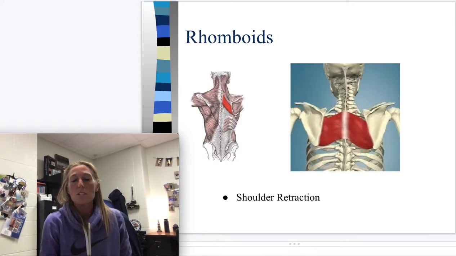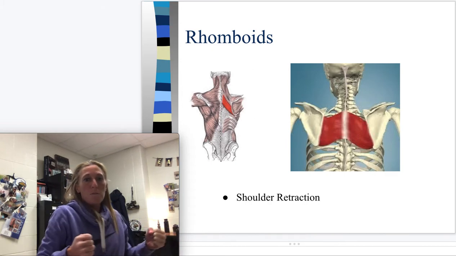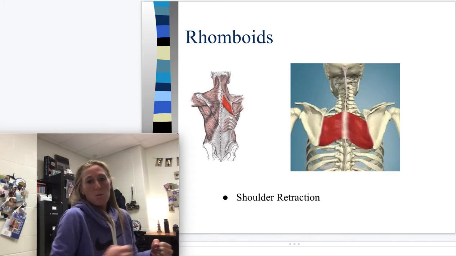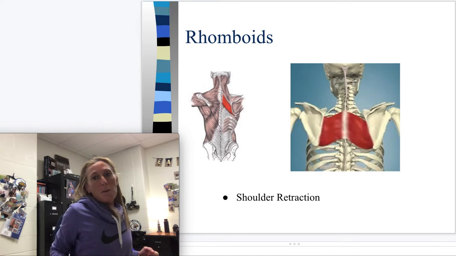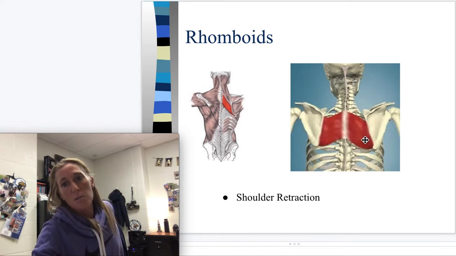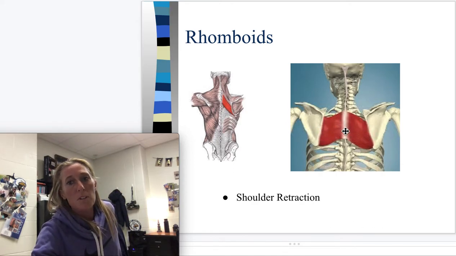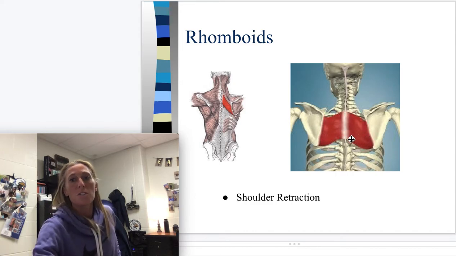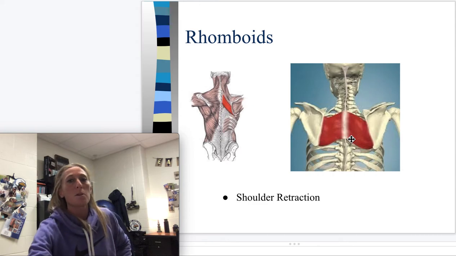Your rhomboids, when you do the rowing motion, row, row, row, use your rhomboids because you're pulling your scapula back and together. You can see them right here between your scapula and your vertebral column, which they attach to in here, and they shorten or contract and pull the scapula back and together.